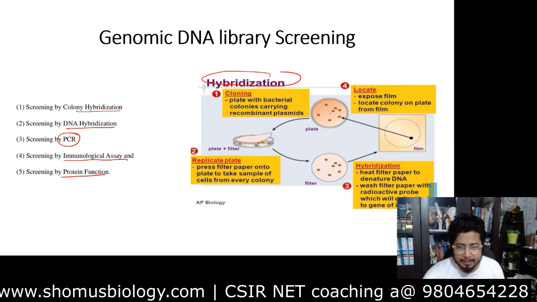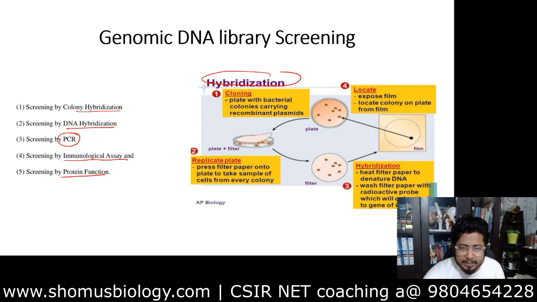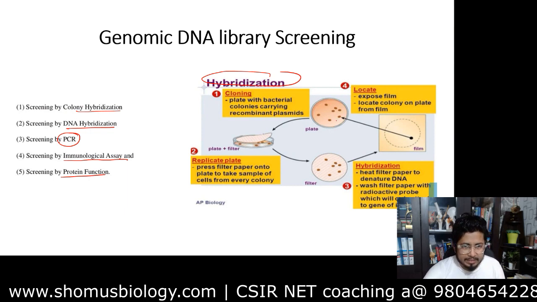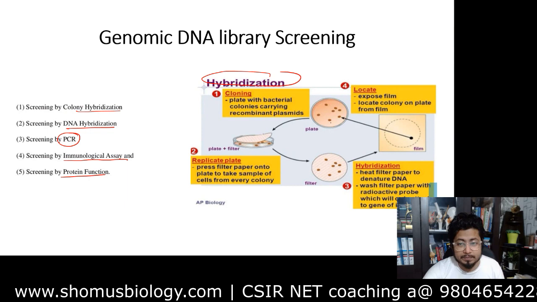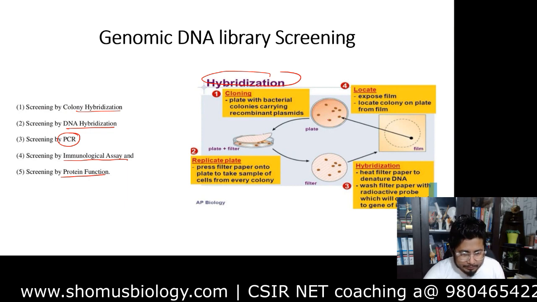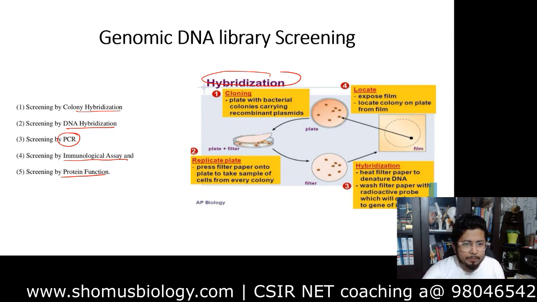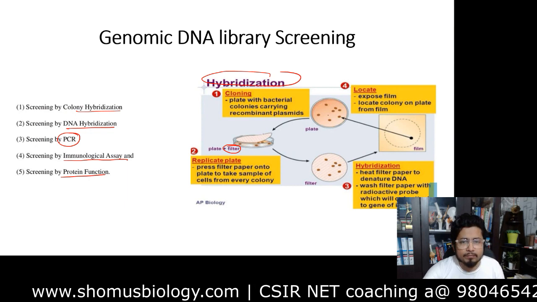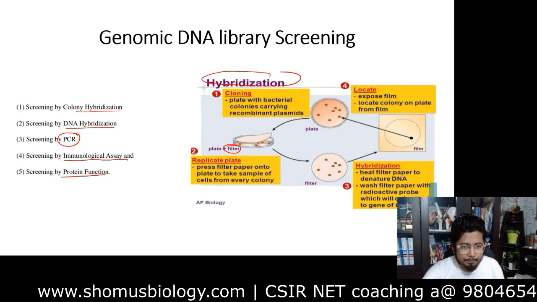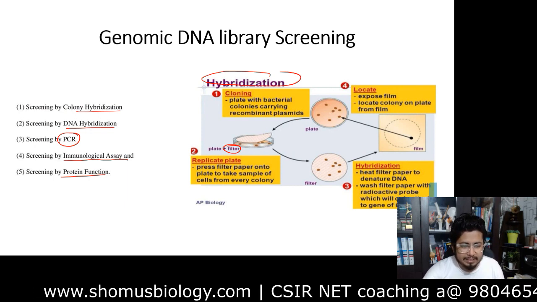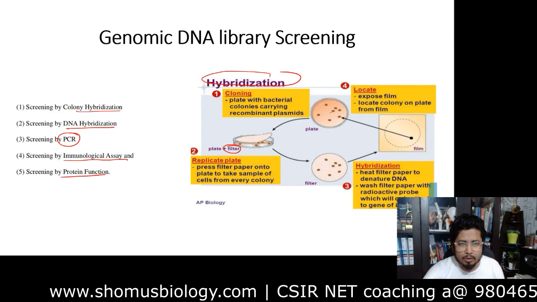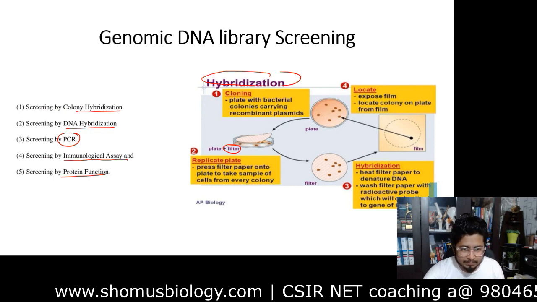So let's say this is the agar plate, and in this plate we see the bacterial colonies. Bacterial colonies that carry recombinant plasmids are present. What we will do here is replicate this plate. How? We'll create a filter just in the shape of the plate's diameter. We place it on top of the bacterial colonies so that the colonies come in touch with the filter.